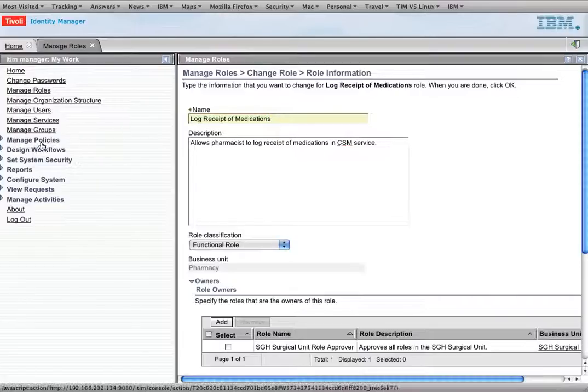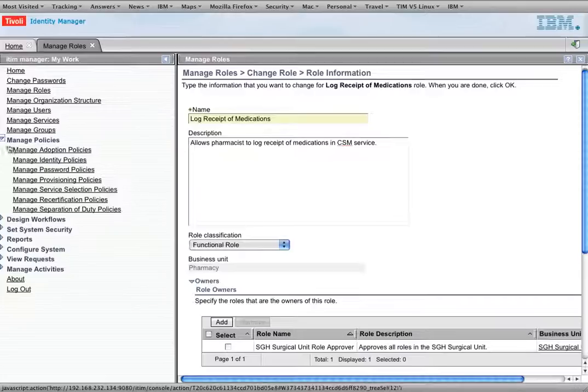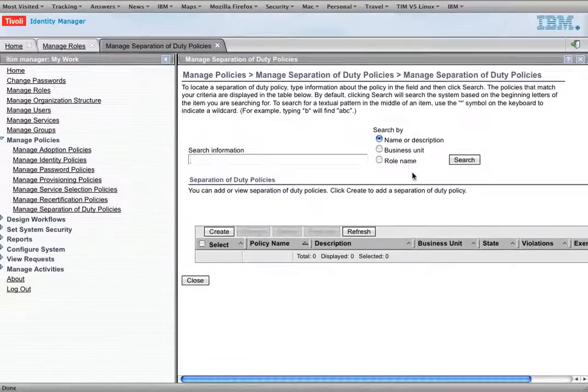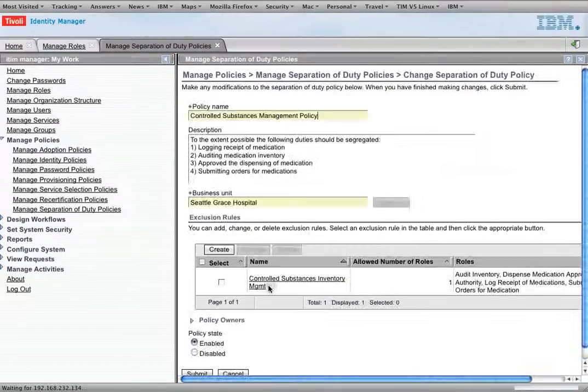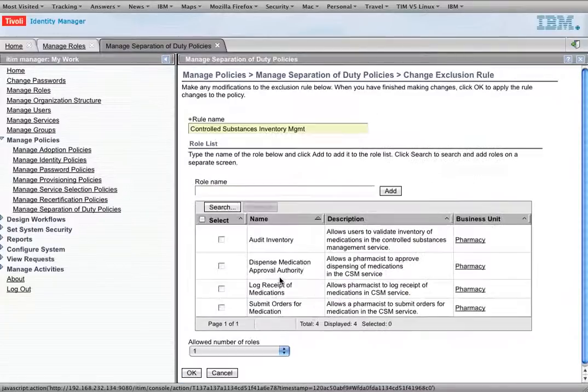We also want to show during this demonstration that iTeam introduces some separation or segregation of duty. We have one policy defined in here, and that policy is Controlled Substances Management Policy. It basically states that anyone that has more than one of these roles will be incurring a separation or segregation of duty violation.